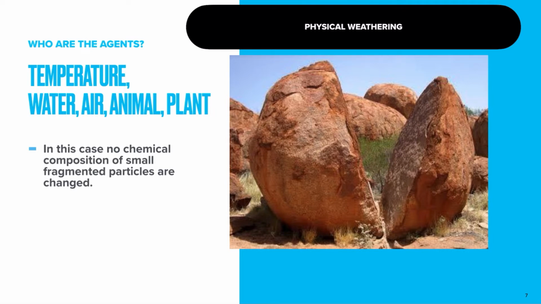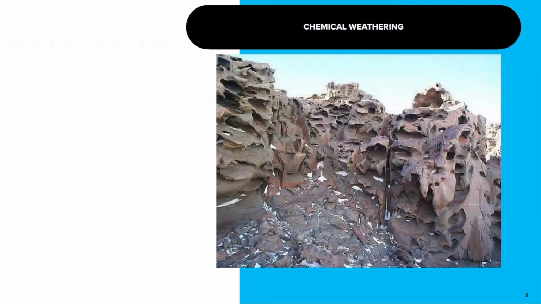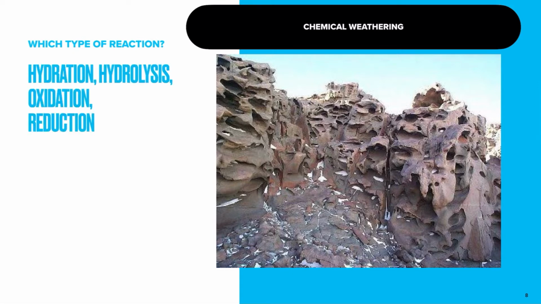Chemical weathering is done by many things, like the plant itself, the root exudates from them, and the microorganisms involving chemical reactions. The chemical reaction can be hydration, hydrolysis, oxidation, or reduction. And here you have to remember that this is the most important weathering happening in nature. Chemical weathering is the most important weathering.